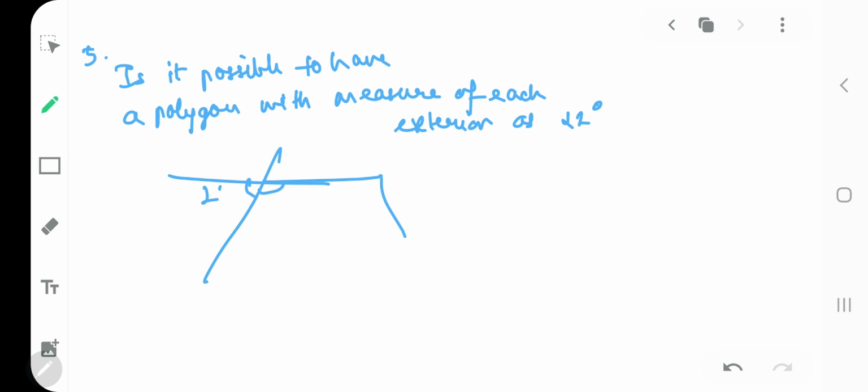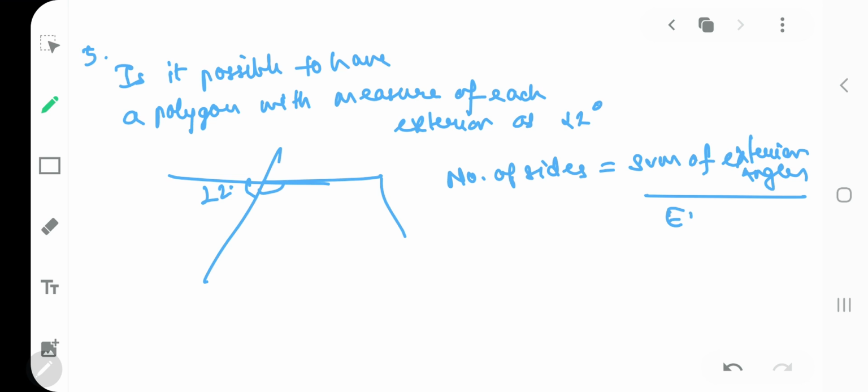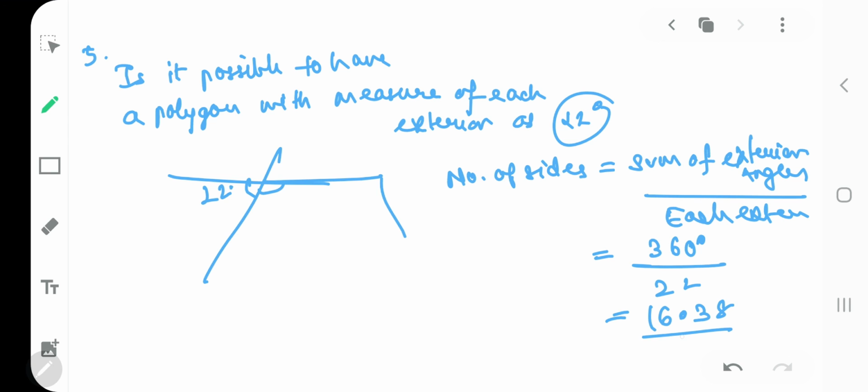This is exterior 22 and I gave you the formula. What? Number of sides is equal to sum of exterior angles upon each exterior angle. So it will be 360, the sum of exterior angles, and each is given as 22. Once you divide this, you are getting 16.38.